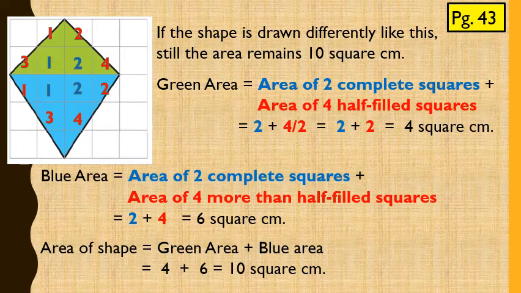Blue area is area of 2 complete squares plus area of 4 more than half filled squares. That is 2 plus 4 equals to 6 square centimeter. So blue area is 6 square centimeter. Now area of complete shape is green area plus blue area. That is 4 square centimeter plus 6 square centimeter gives us 10 square centimeter.